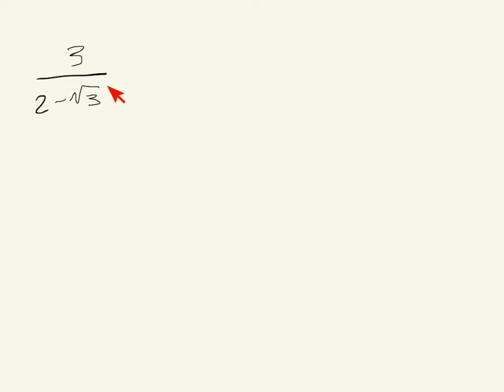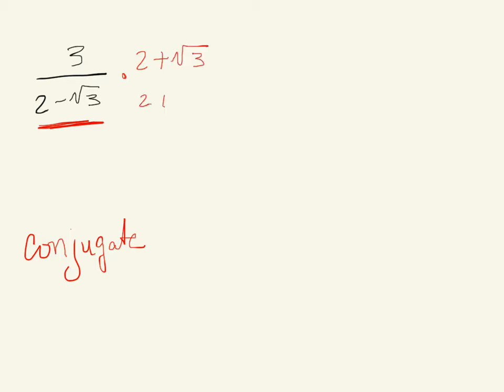Anytime you have something like this right here, 2 minus the root of 3, which is a binomial, you can get rid of this root of 3 by multiplying by its conjugate. The conjugate is this same thing except with the opposite sign. So we're going to multiply this times 2 plus the root of 3, and the bottom one times 2 plus the root of 3. It ends up being this down here.